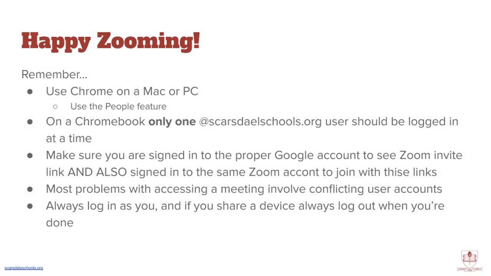In closing, use Chrome on a Mac or PC, use the people feature to keep things separate. On a Chromebook, only one user should log in at a time. Always make sure you're using the proper Google account to access the meeting link, but also to log into Zoom. Most problems occur when there's a conflict between who's logged into Zoom and who's clicking on the meeting ID. And those could often be solved by just ensuring that you're using the same Google account for both. And always log out if you are sharing a device with somebody else.